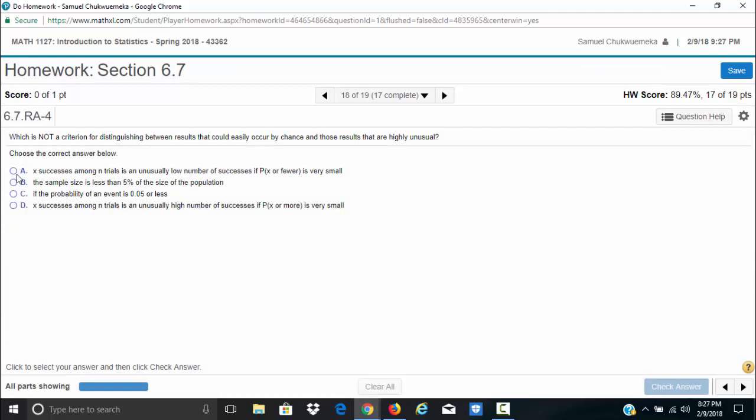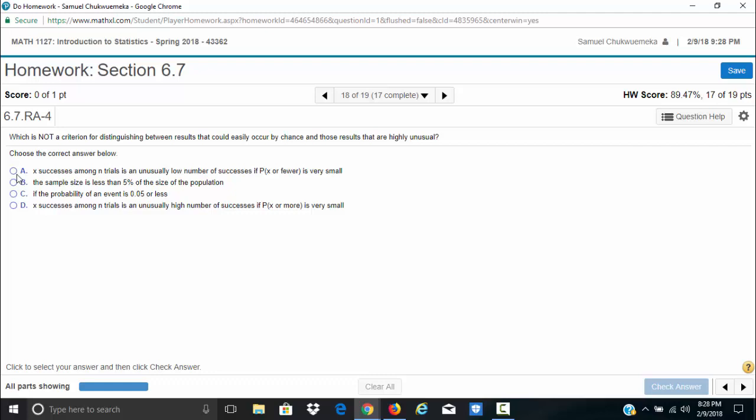Question 18, which is not a criterion for distinguishing between results that could easily occur by chance and those results that are highly unusual? A, X successes among n trials is an unusually low number of successes if the probability of X or fewer is very small. Okay, that is part of it. Okay.